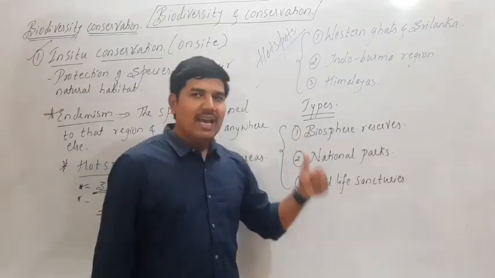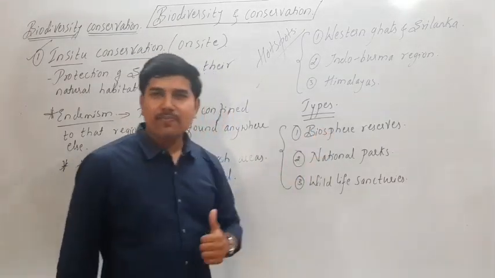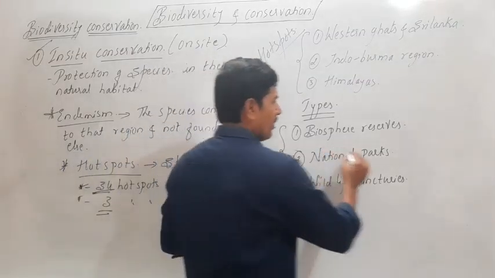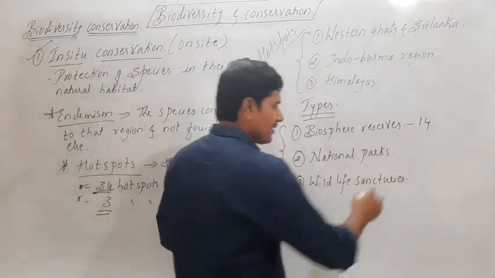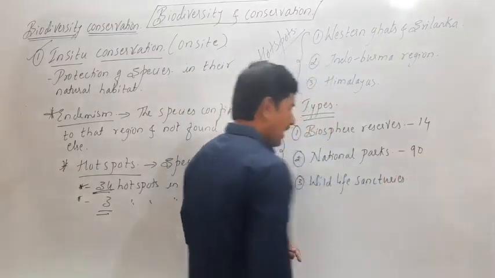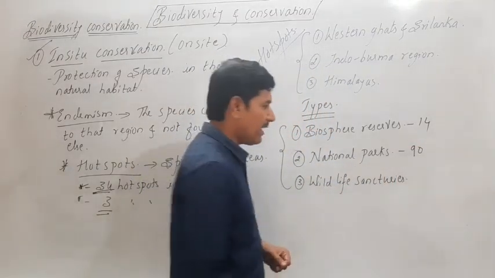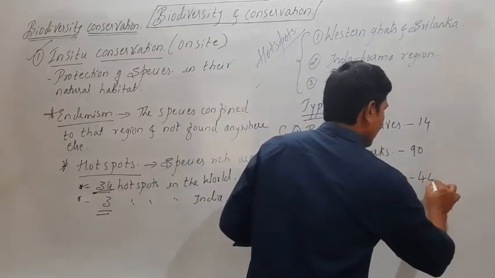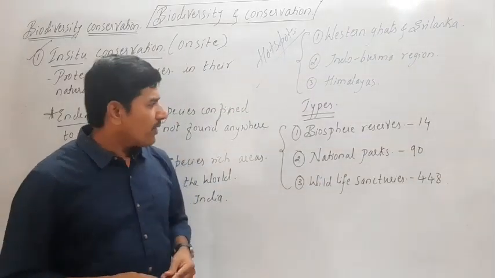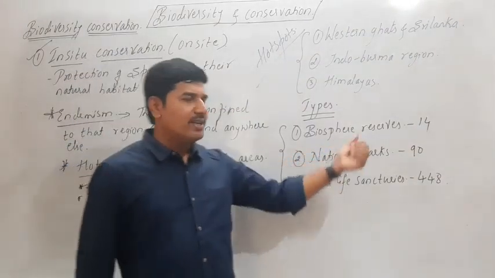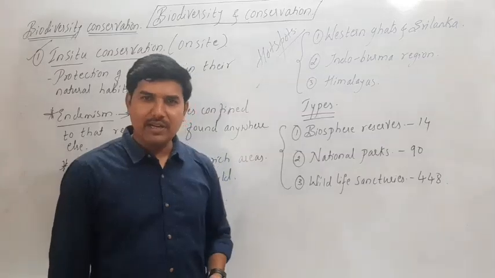Now, how many of these does India have? India has around 14 biosphere reserves, 90 national parks, and around 448 wildlife sanctuaries. Okay, now suppose you take an example of a biosphere reserve, the Nilgiri Biosphere Reserve is there.